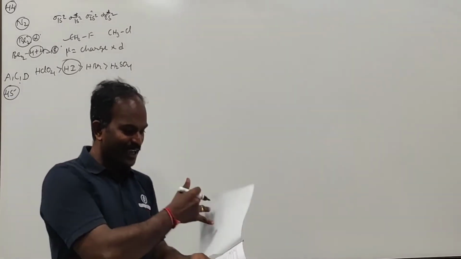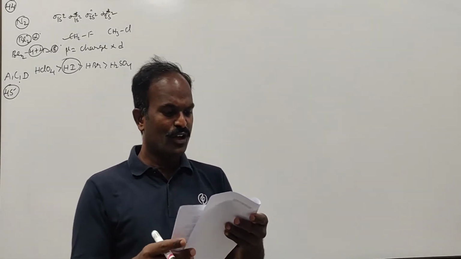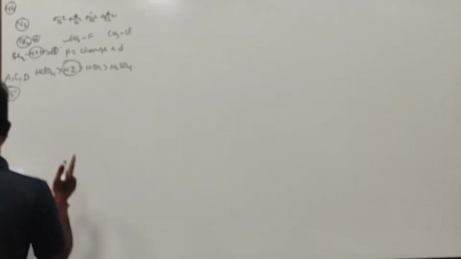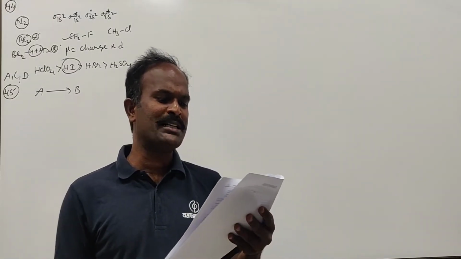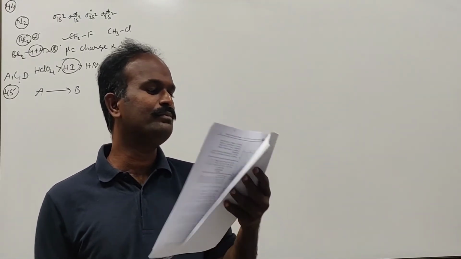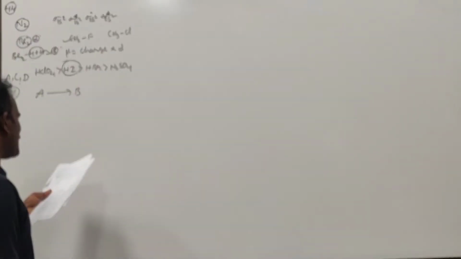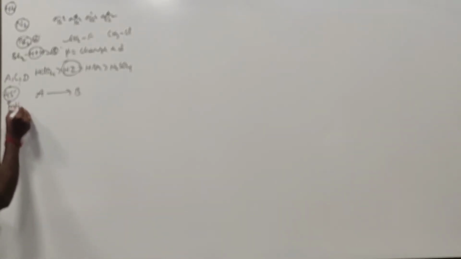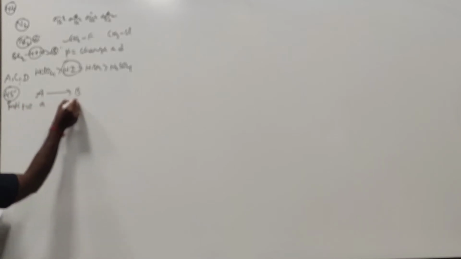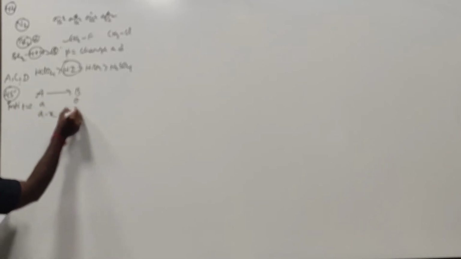Question number 45. For a second order reaction, A gives rise to B. Select the correct option. Here symbols have their usual meaning. The degree of dissociation is equal to 1 minus, now let us see this one. Initially at time t equals 0: A, then A minus x, x.